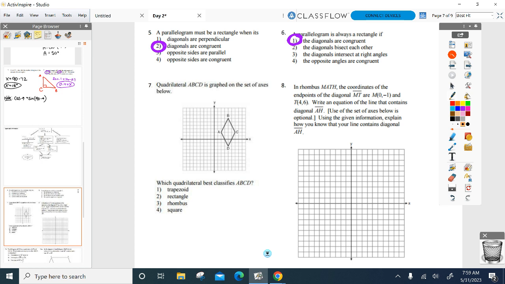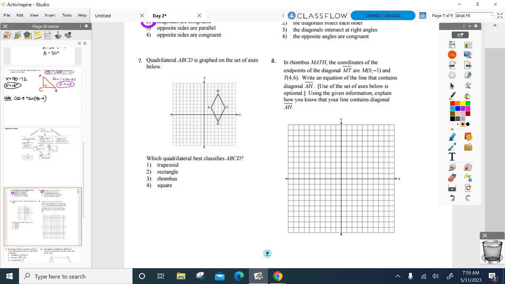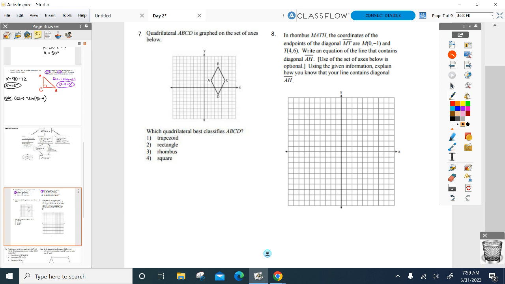All right, now we get into some good stuff here. 7, here's a quadrilateral. What is it? What best classifies ABCD? Do you want to get rid of at least one of them right now? Or maybe 2 of them? Or 3 of them?